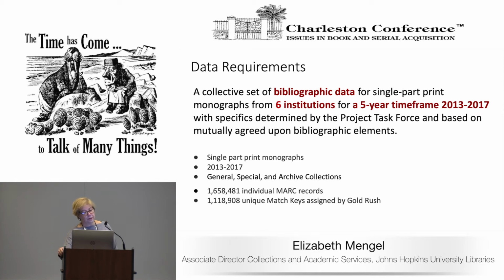So our data set was bibliographic data for single part print monographs from 6 institutions for the time frame of 2013 to 2017. And then the task force developed the specific elements from the bibliographic records that they wanted to put in there. We ended up with 1.6 million MARC records, of which 1.1 had unique match keys assigned by Gold Rush. So I think that worked out pretty good.